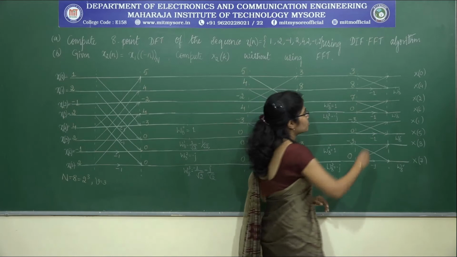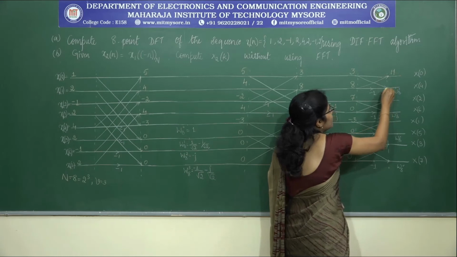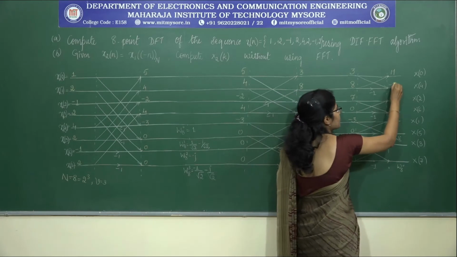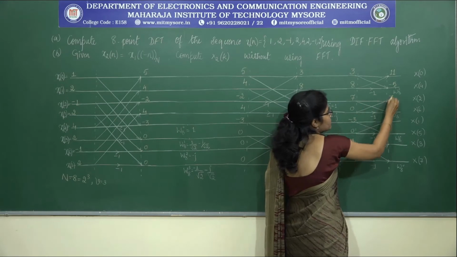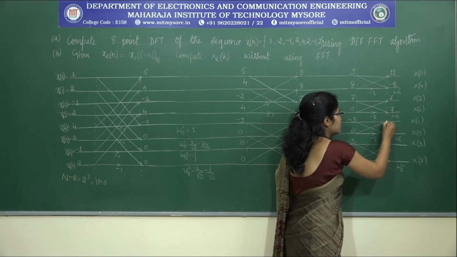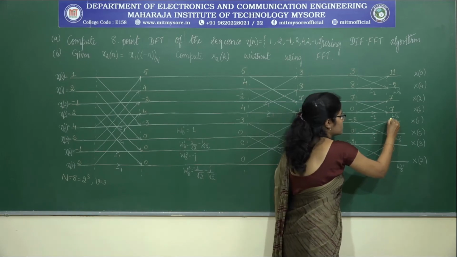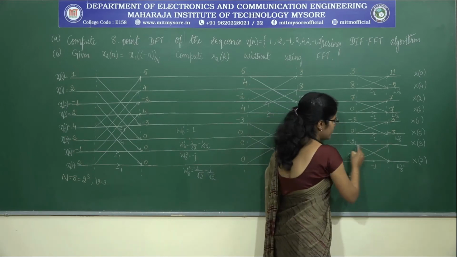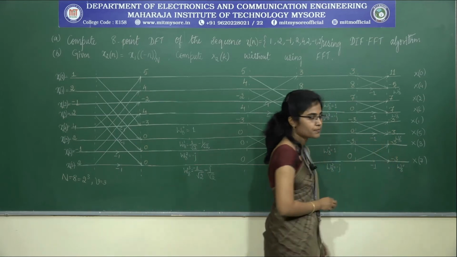Let me try to find out the output of the third stage. So at this particular point, it is 3 plus 8, which is 11. At this point, it is 3 minus 8, which gives us minus 5. So this is 11. So at this point, it is 7. Again here, the inputs are 7 and 0, which gives us 7. Here it is minus 3 and 0 gives us minus 3. At this point also it is minus 3. Again here minus 3 and 0 gives us minus 3. Here also we get minus 3.